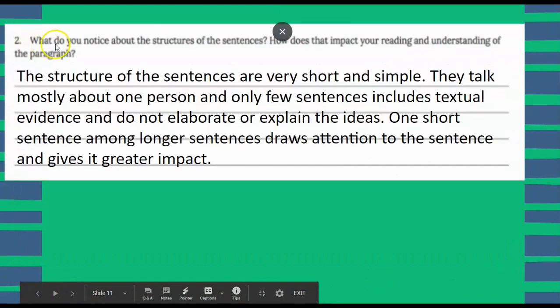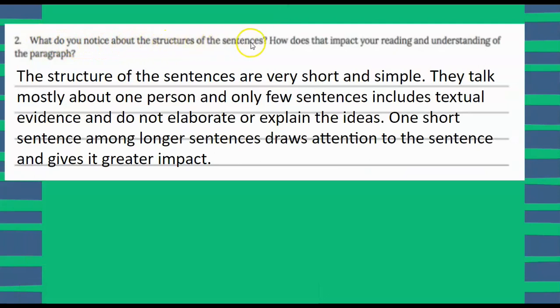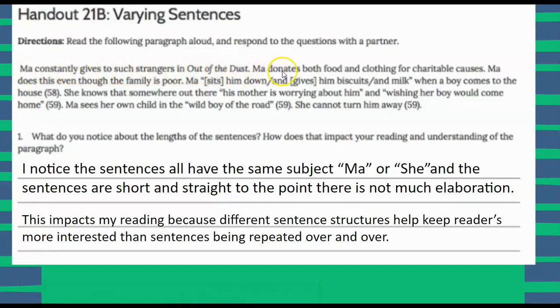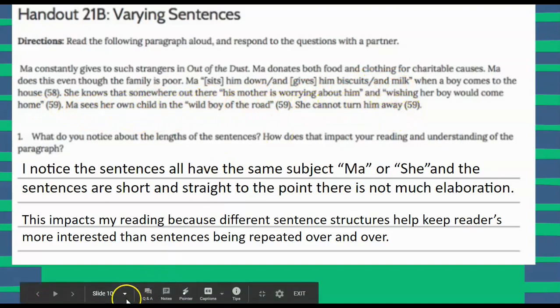Question number 2: what do you notice about the structure of the sentences? How does that impact your reading and understanding of the paragraph? When we look at the excerpt once more, which is on your handout, we notice that these sentences are very simple, short, and they mostly talk about one person. A few sentences include some textual evidence, which is great, but we don't see much of the elaboration process in here.